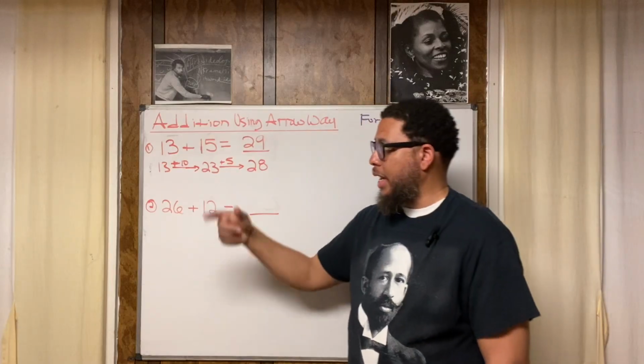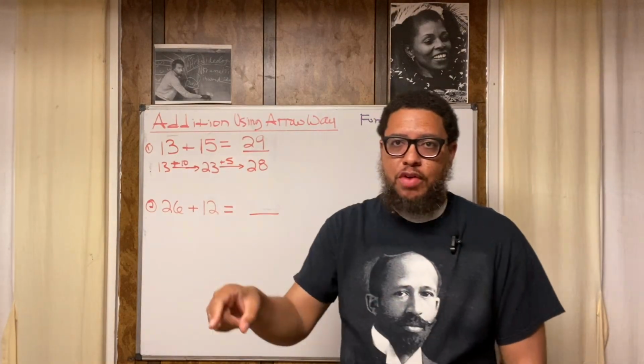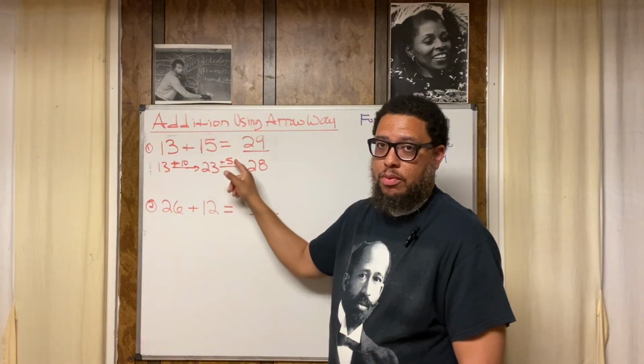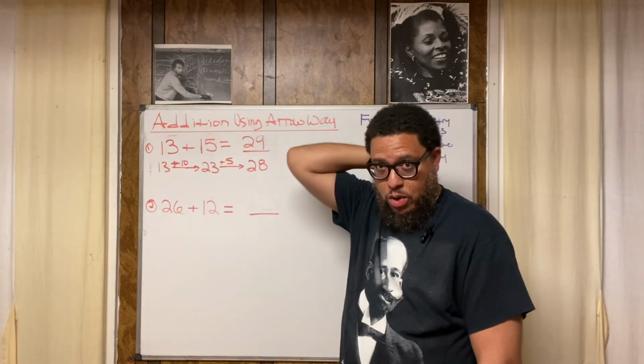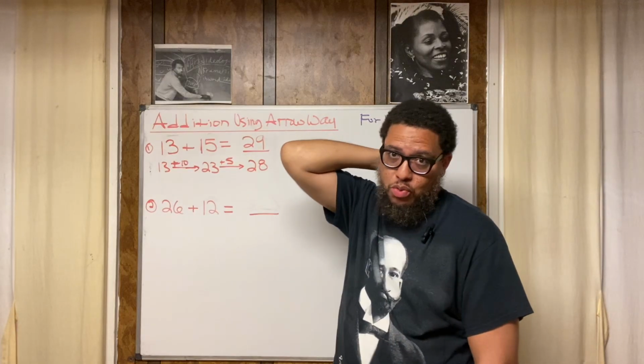All right. Now we still got to add the 5 that's left over because 15 is broken down into 10 plus 5, 10 plus 5. Now we got 23. We draw another arrow and we write plus 5. Now we're just adding the ones. We're adding 3 plus 5. 3 plus 5 is equal to 8.